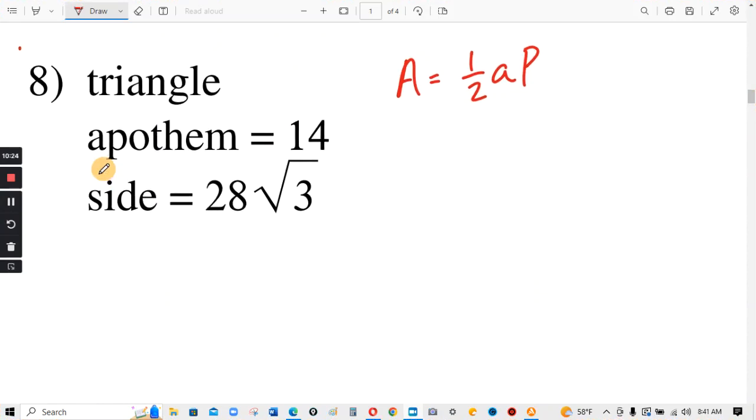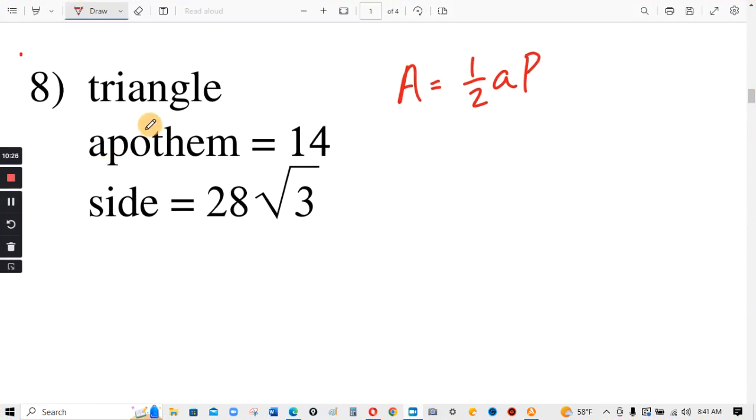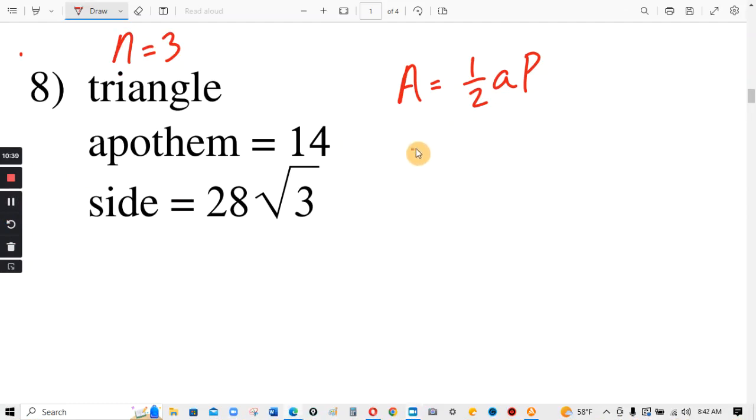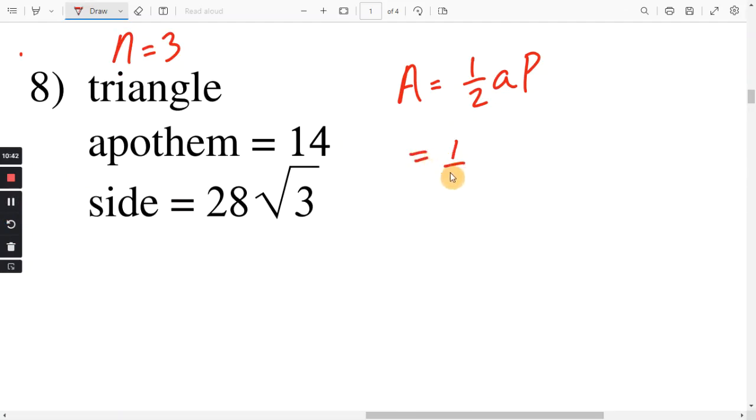Okay, please pause and try number 8. There's no diagram, but they give you all the information that you need. And remember, for the triangle, that, of course, n equals 3. So please try number 8. All right, 1/2 apothem times perimeter. And the perimeter, of course, is going to be n times s. All right, these are all multiplied.